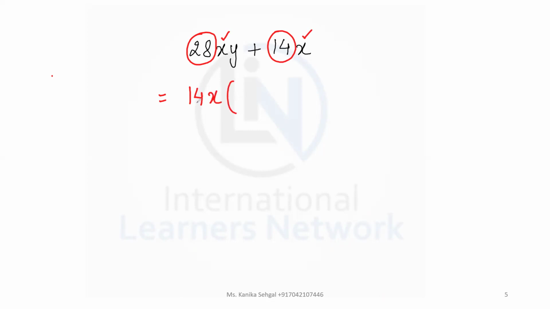Now, by which number shall we multiply 14 so that we get 28? We'll get 2 here. Y is here in the first term but not in the second term. So we will not take it common. This will be left inside the bracket.